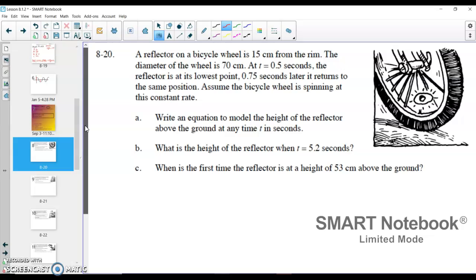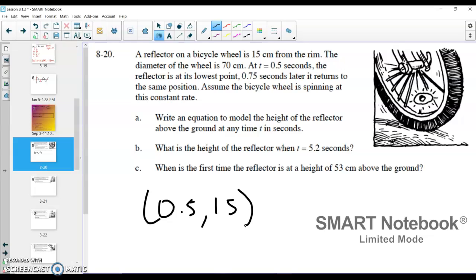It says that a reflector on the bicycle wheel is 15 centimeters above the rim, and the diameter of the wheel is 70 centimeters. At 0.5 seconds, the reflector is at its lowest point. I'm going to write a little bit smaller because this is a weird problem. The time is 0.5. We are at its lowest point. Usually 0 would be the lowest point, but the reflector is 15 centimeters above that. And so at its lowest point, it's really at 15 centimeters above the ground.